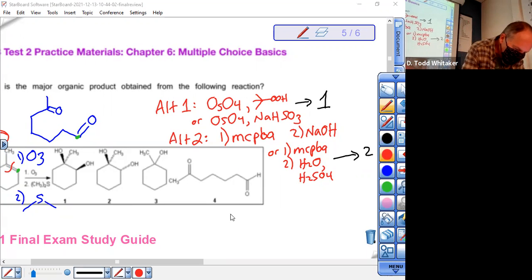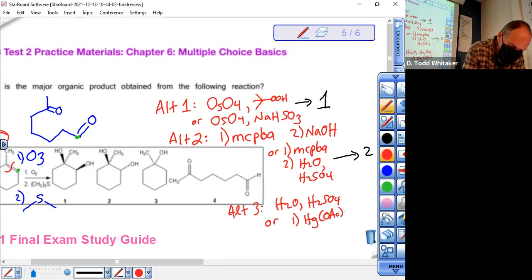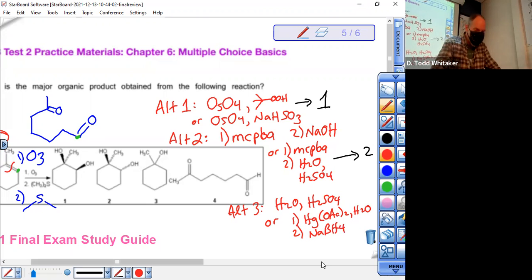And Alt 3, I can make the third product easily the major product. Just use H2O, comma, H2SO4, or 1, Hg(OAc)2, H2O, step 2, NaBH4. Either the acid catalyzed hydration or the oxymercuration demercuration. They're going to give a Markovnikov alcohol, which is what this is.